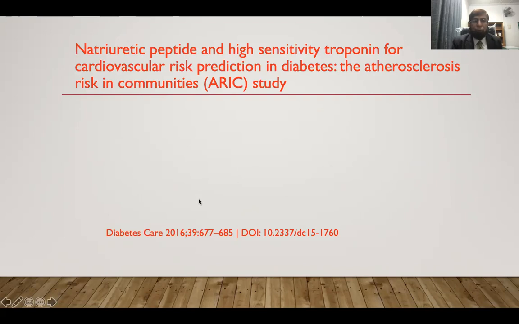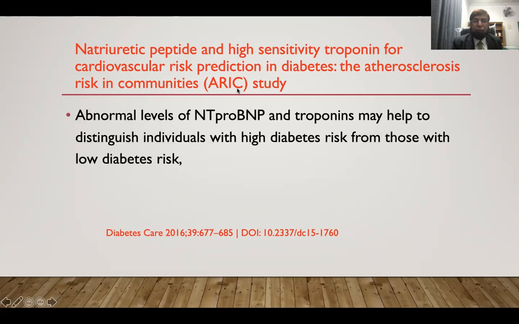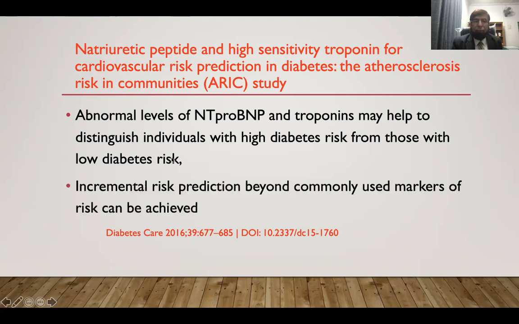The third study I will quote is from Diabetes Care. In diabetic patients also, BNP, natriuretic peptide, and high sensitivity troponin predict cardiovascular disease. The name of this study is the Atherosclerosis Risk in Communities, ARIC study. They show that abnormal levels of NT-proBNP and troponins may help to distinguish individuals with high diabetes risk from those with low diabetes risk. Incremental risk prediction beyond commonly used biomarkers of risk can be achieved.